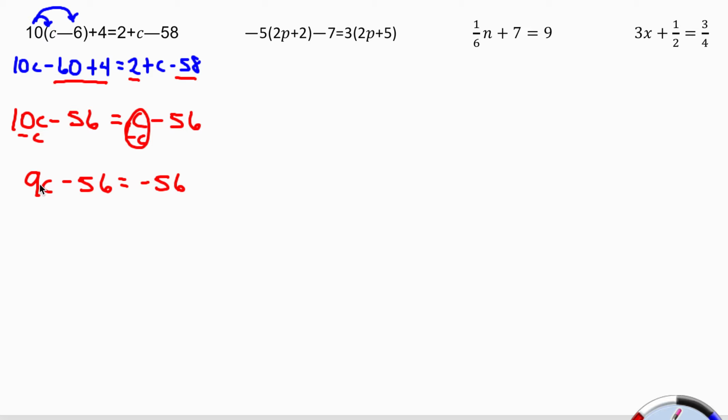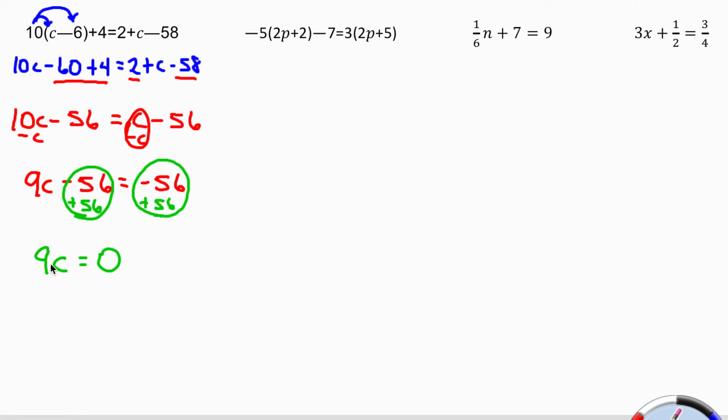Once all your variables are on the same side, undo whatever is being added or subtracted to that variable. This time I have a minus 56, so if I undo it, I add 56 to make this 0. So I'm going to add 56 over here. Oh, hey, look, that also makes that 0. So 9c plus 0 is 9c equals 0.